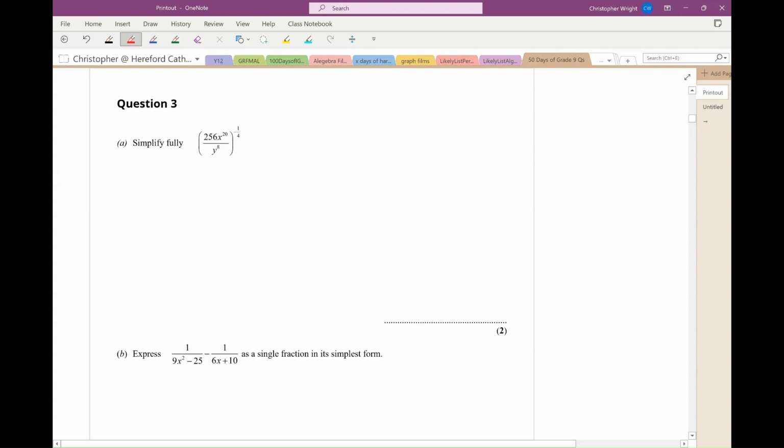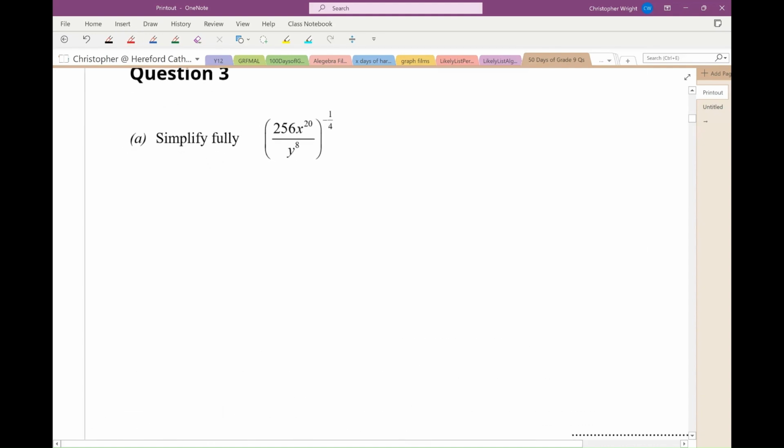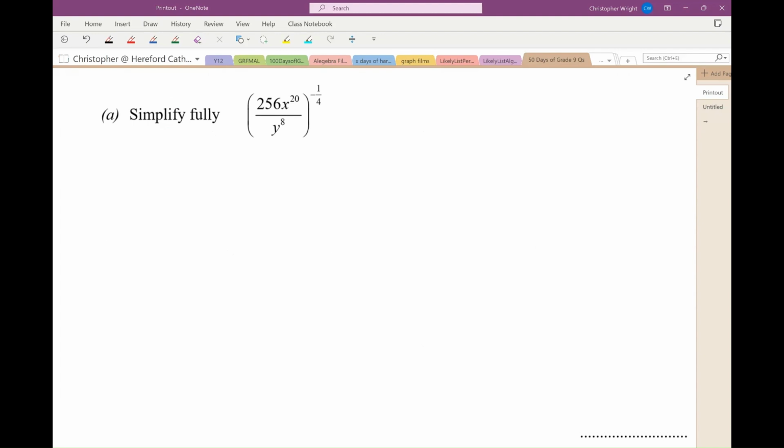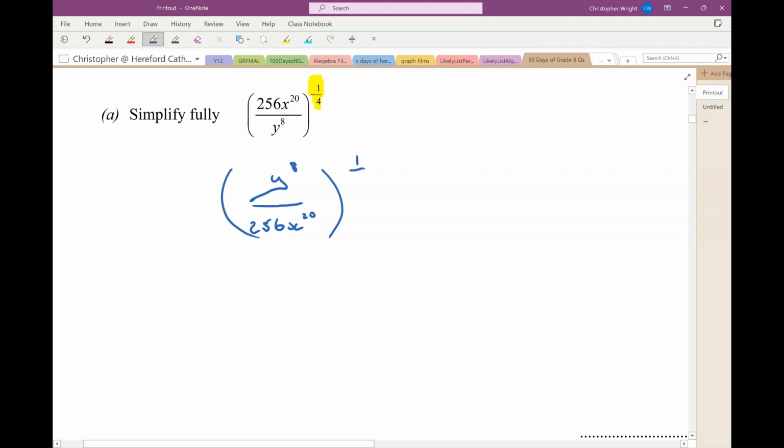Question 3. Right, let's look at 3a first. I've got to simplify this algebraic fraction here. Now, first of all, I see it's the power of minus a quarter. So the first thing I'm going to do is flip the fraction over, and now it will simply be to the power of a quarter. So that's made things simpler already. Now that's going to be the fourth root, isn't it, to the power of a quarter.